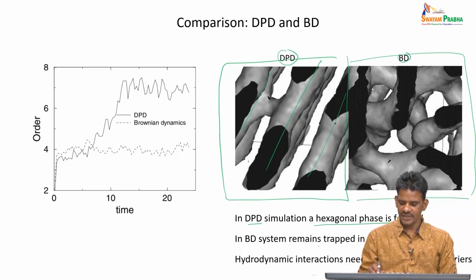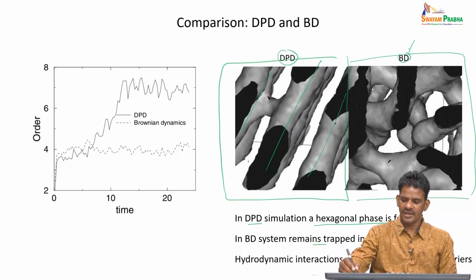Whereas in the Brownian dynamics simulation, the system remains trapped in a metastable state, which shows an interconnected network of tubes. So, the fact that in DPD we have hydrodynamic interactions, it appears that the DPD simulation allows the system to be sampled in such a way that any of these metastable states can be easily overcome by crossing the energy barriers. So, the hydrodynamic effects are very important in dictating what the phase behavior is.